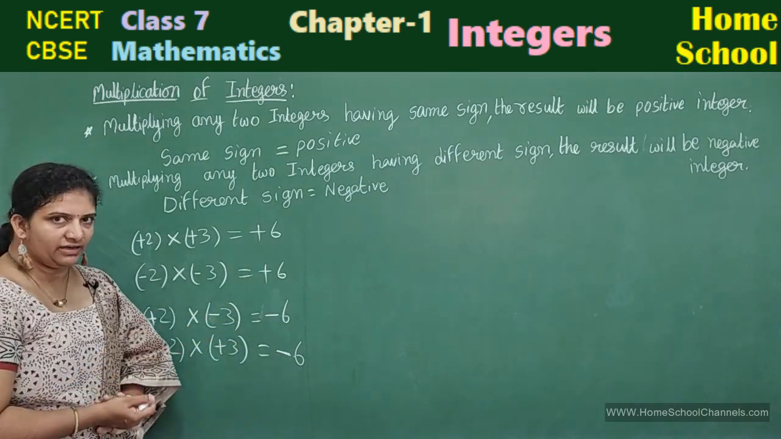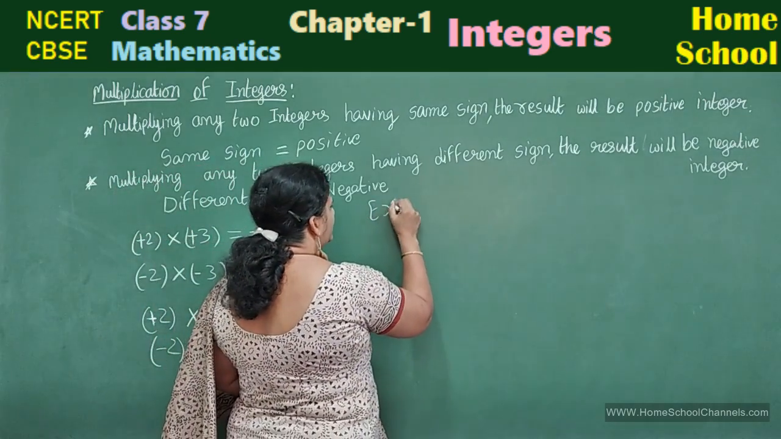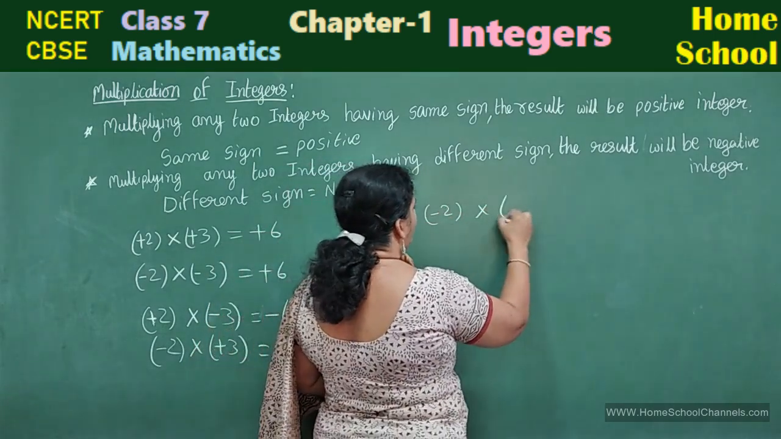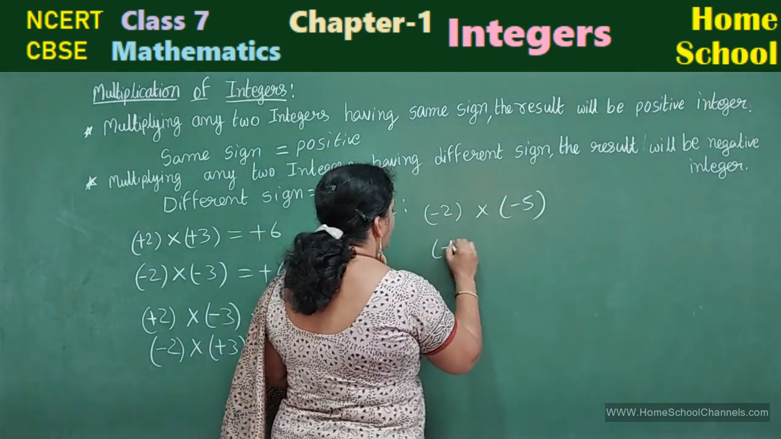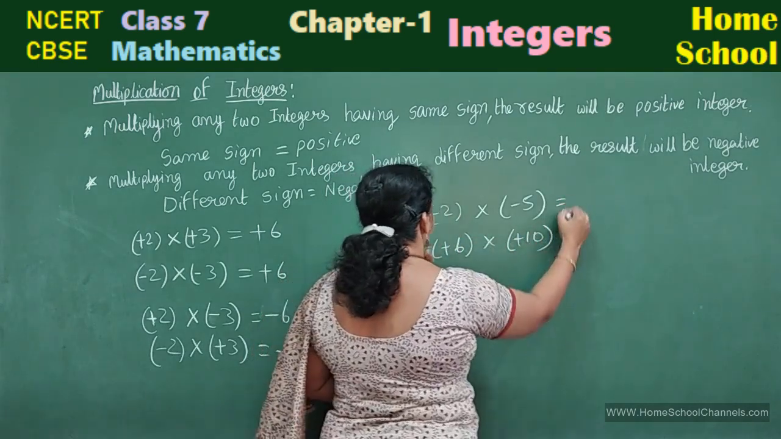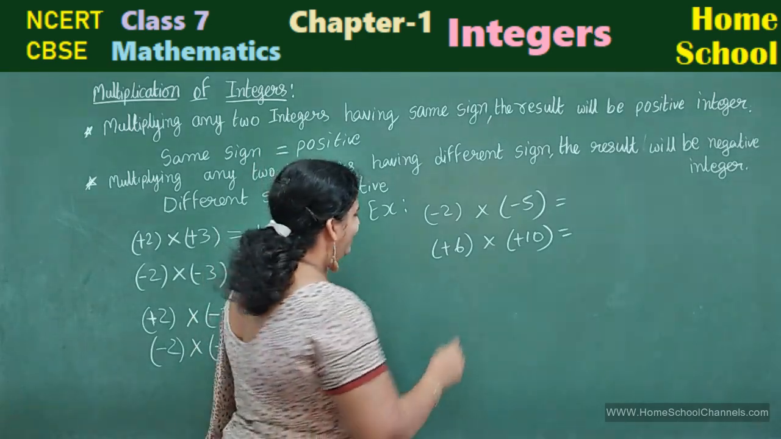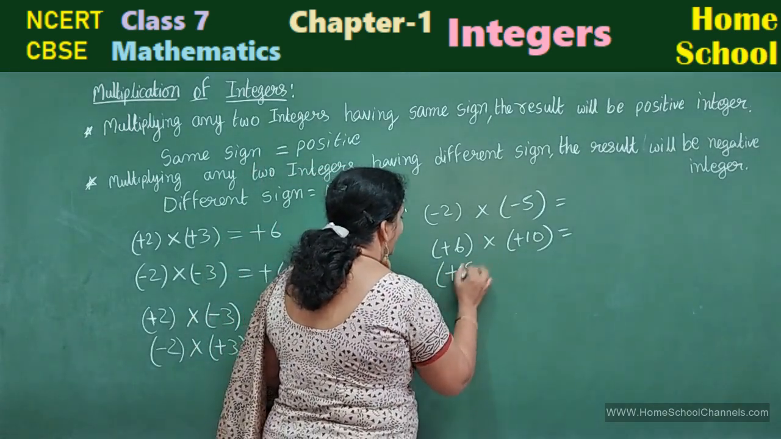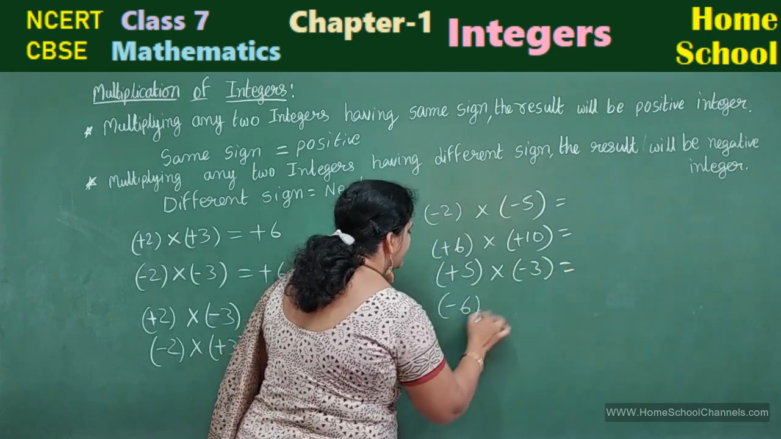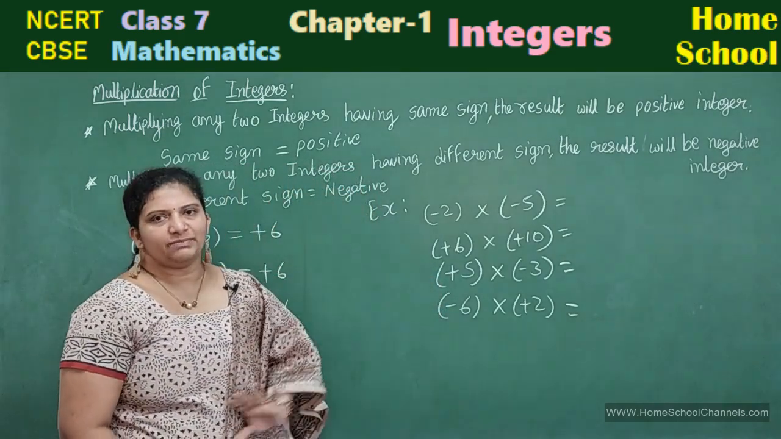Is this concept clear? Let me take some examples here. You try to answer first. Minus 2 into minus 5, plus 6 into plus 10. If you know the answer, you can solve before I do. And now plus 5 into minus 3, minus 6 into plus 2. Okay, four examples I have taken.